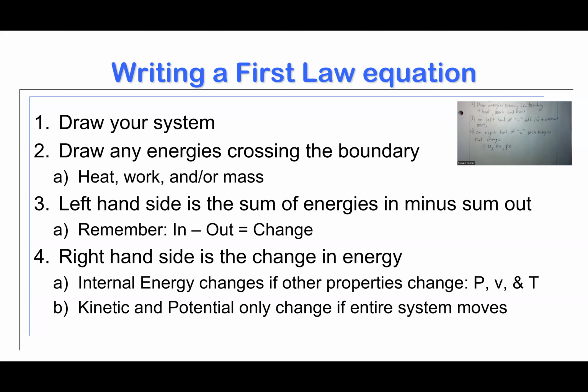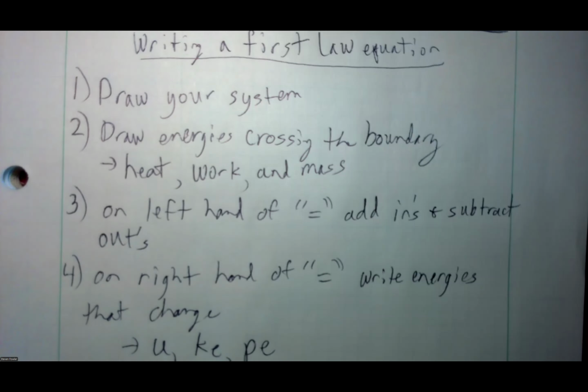But this is the process, and I've written it in by hand here. This is the process that we'll use to write a first law equation. I'm going to draw my system. I'm going to draw all the energies, heat, work, and mass, that I think are present crossing the boundary. Then I'm going to start writing my equation. Steps 3 and 4 are where I write my equation. On the left-hand side, I'm going to add all the energies coming in and subtract all the energies going out. And then on the right-hand side of the equal sign, I'm going to write any energies that are changing.